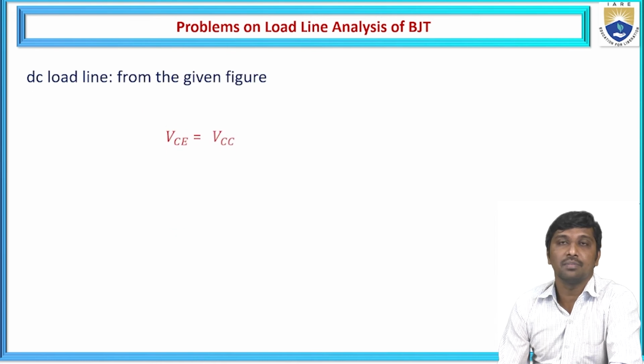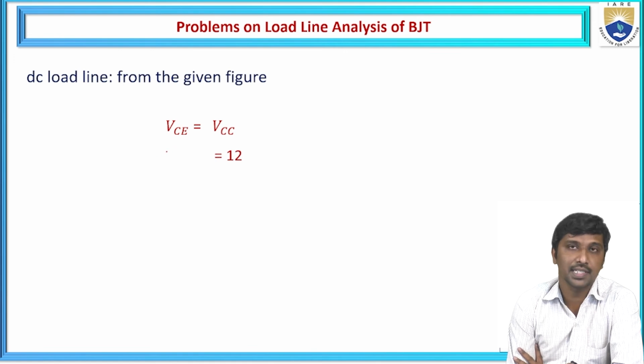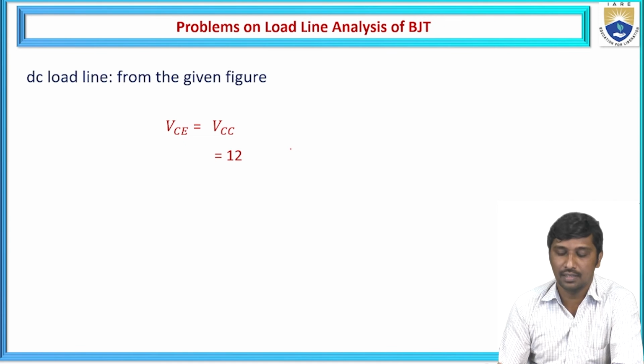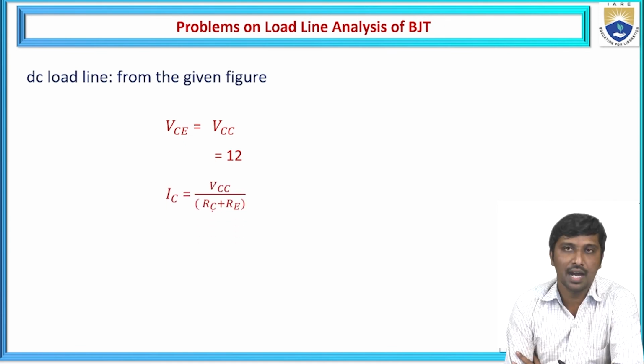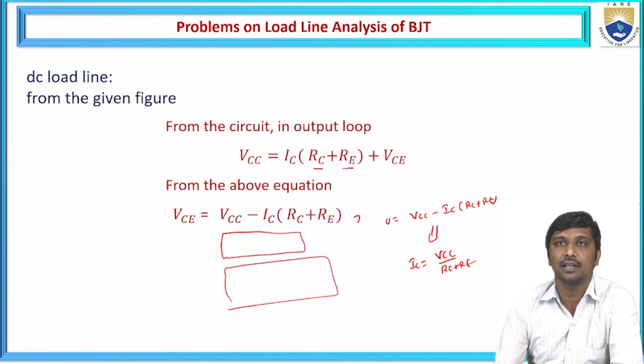Hence, from the given specifications, VCC is 12 volts. So from the previous statement, VCE is equal to 12 volts. And similarly, we need to calculate the IC parameter. What is the IC parameter? VCC by (RC plus RE). We are given that VCC is 12 volts, and we need to find out what RC and RE are.